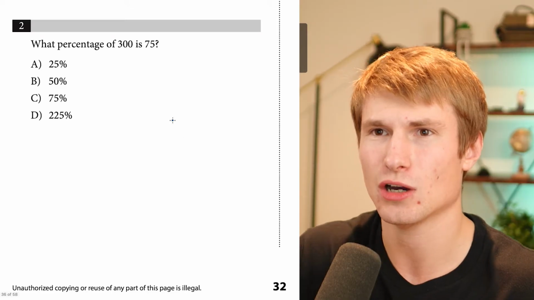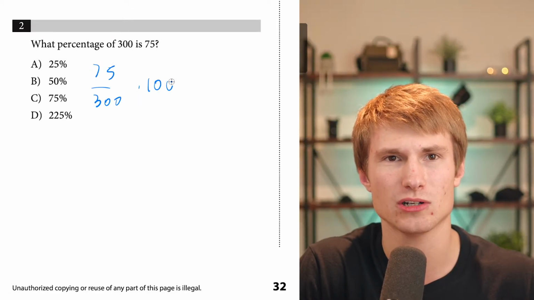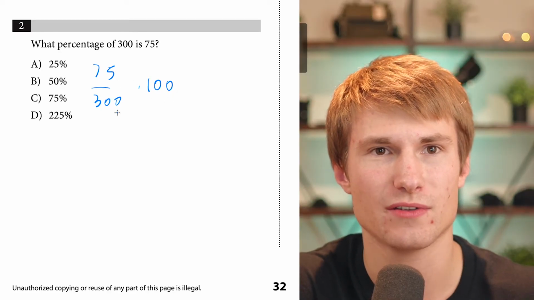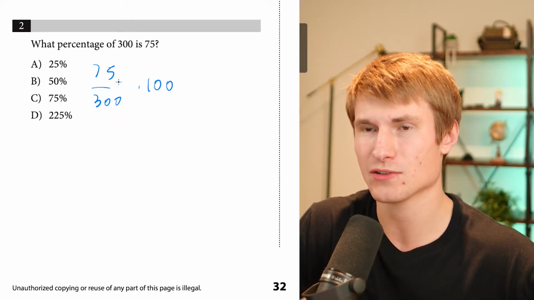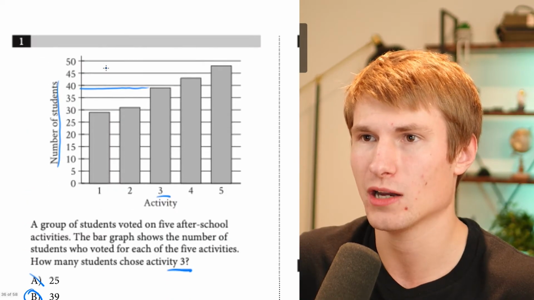What percentage of 300 is 75? So we do 75 divided by 300. We have to multiply by 100 to get it to our percent. So 75 over 300 is 0.25. 0.25 times 100 will give us 25%. So our answer's got to be A. We can go ahead and move on to question 3.